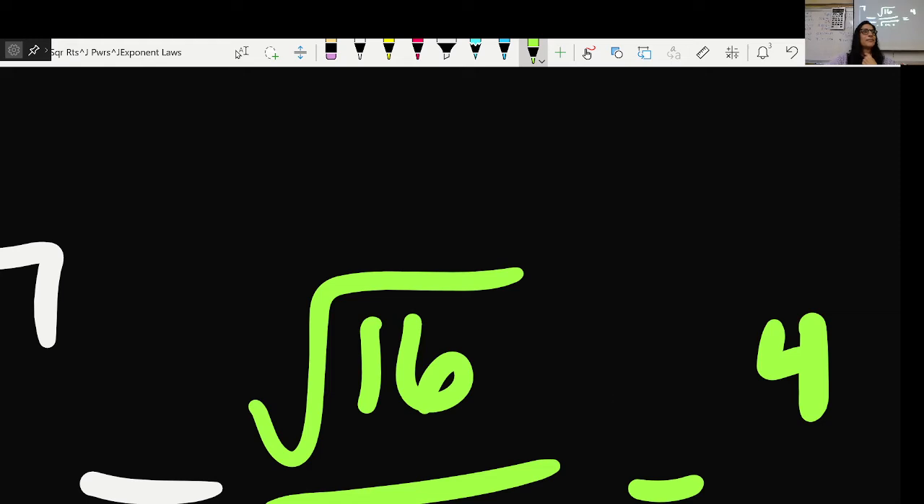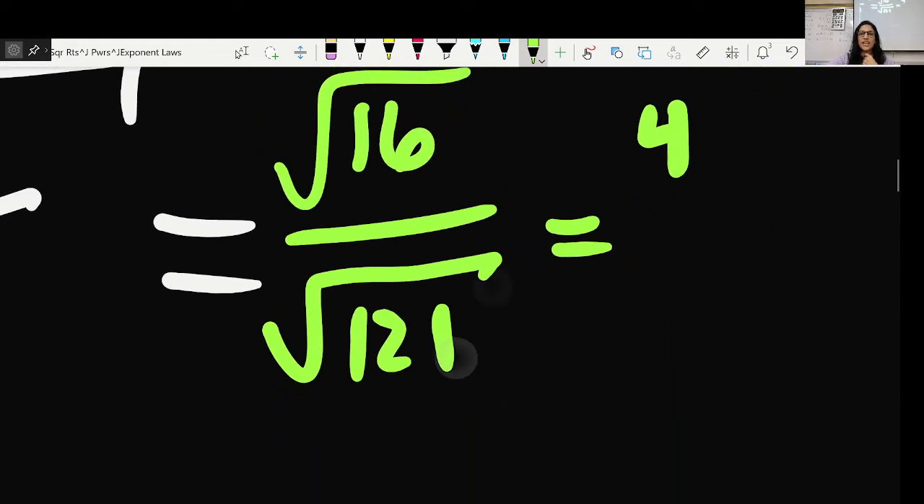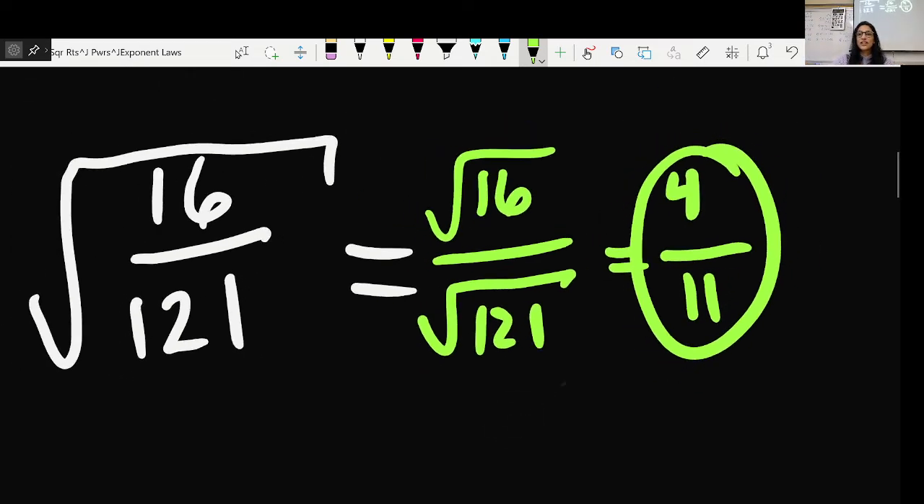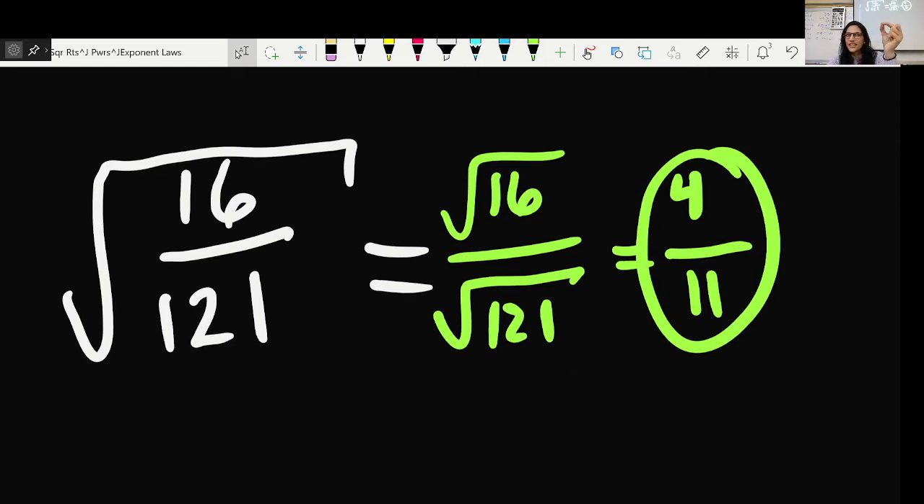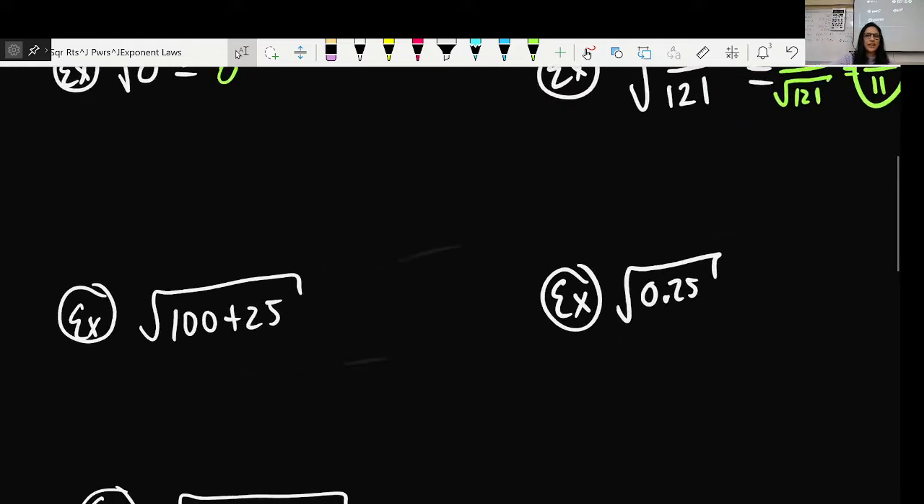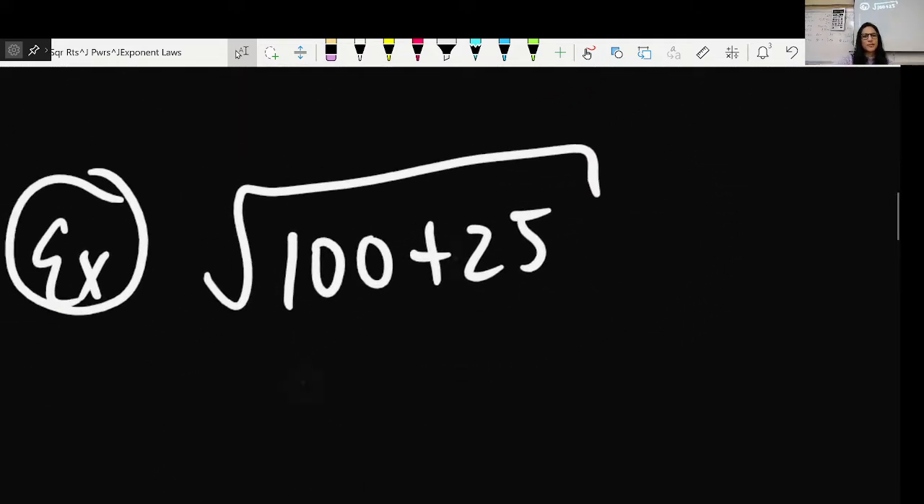Everybody good with that? And then we bring back the part we were hiding and pretending it doesn't exist. You bring it back when you're ready to see it. What is the square root of 121? Yeah, 11. So the answer, after going through this, would be the fraction 4 over 11. So it's kind of like you're treating them separately, but you do put it together at the end. Okay so far?